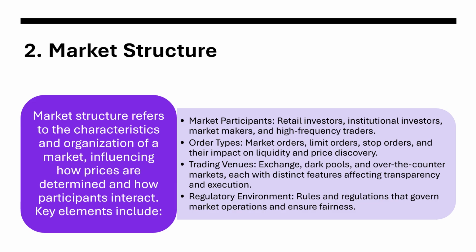Next, we have order types. These include market orders, limit orders, and stop orders. Each type affects how trades are executed, how quickly you can buy or sell, and the overall liquidity in the market. For example, a market order is executed immediately, but it may not give you the best price. In contrast, a limit order lets you set a specific price but may take longer to fill.